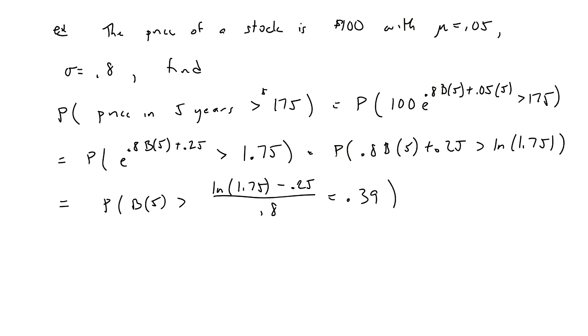And now that we have it in terms of B of 5, we can use the fact that B of 5 is a normal distribution with a mean of 0 and a variance equal to t, which in this case is 5. And so as with Monday, we can either now standardize the number and then use a table to get the probability, or use a calculator.